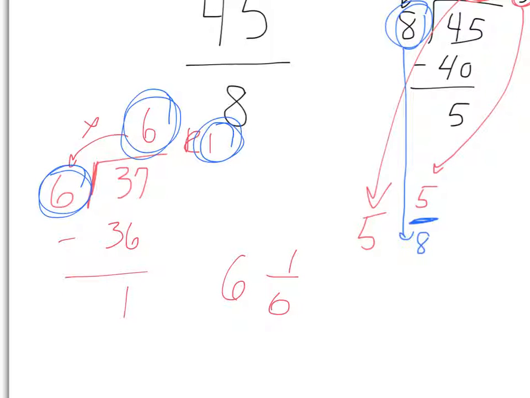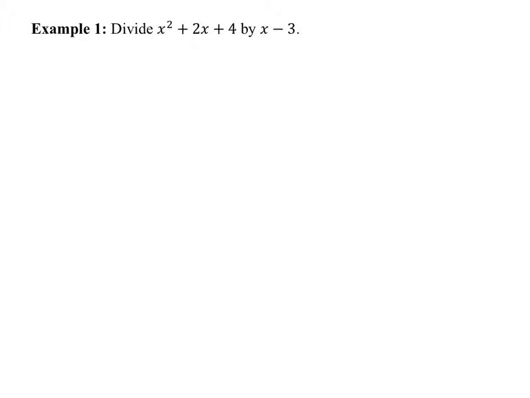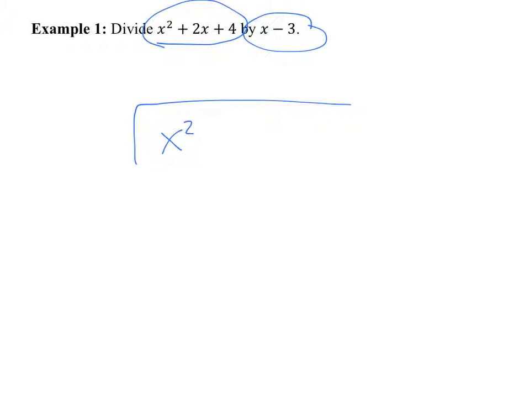Let's think about this now with variables. Divide the quadratic x squared plus 2x plus 4 by the binomial expression x minus 3. If this had said divide 35 by 4, you would put 35 underneath the division sign, and you put the 4 on the outside. So since you're dividing this piece by this piece, put the quadratic underneath the division sign, and put the divisor out in front.